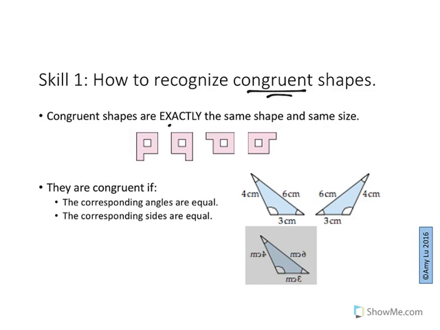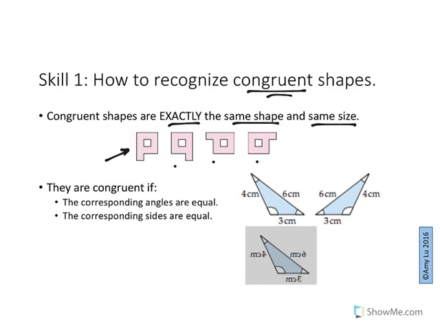Congruent shapes are exactly the same shape and the same size. So if we look at this P right here, it's the same shape, it's just rotated around, it's the same size, there's really no difference to it. I could flip it upside down, I could turn it sideways, I could turn it left, I could turn it right, I could turn it upside down, whatever I want to do to it, it's the same shape, same size.